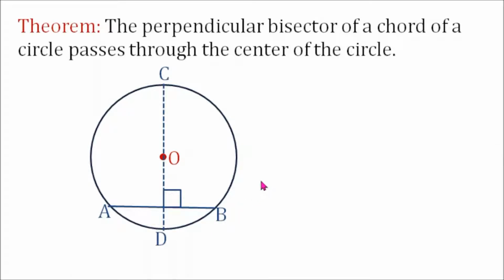The first one is: the perpendicular bisector of a chord of a circle passes through the center of the circle. In our figure, line segment CD is the perpendicular bisector of chord AB. So this means line segment CD contains point O.